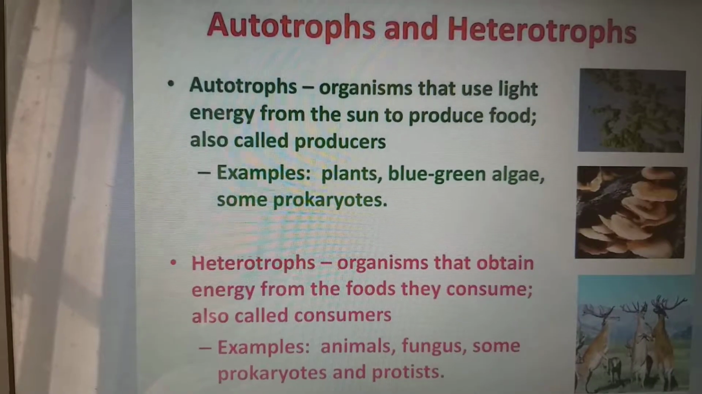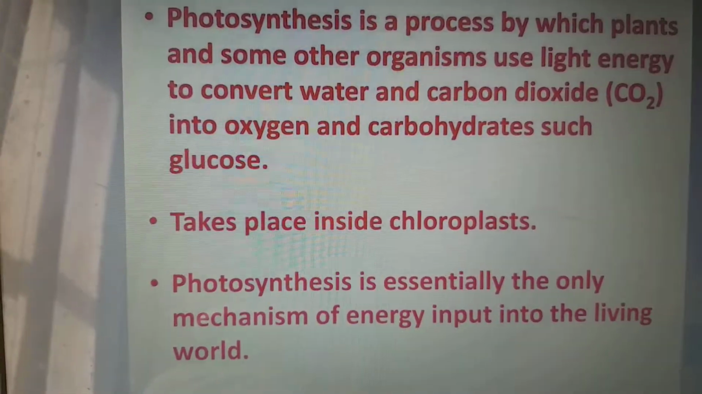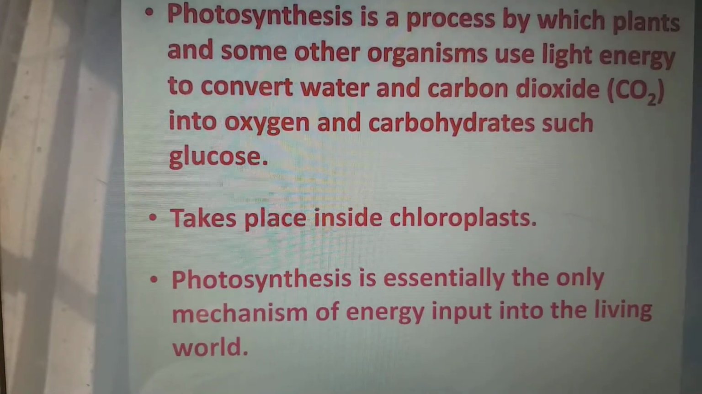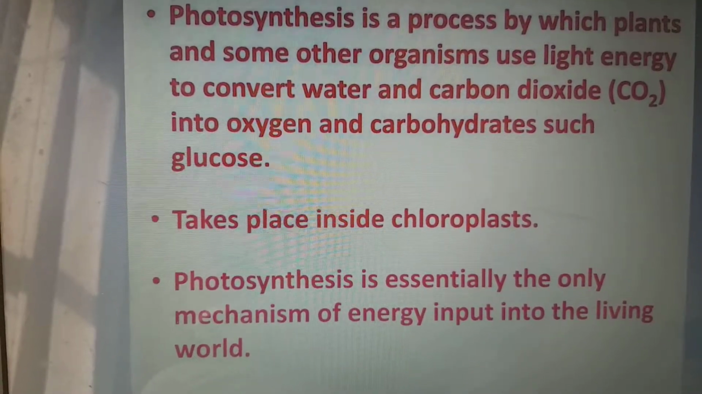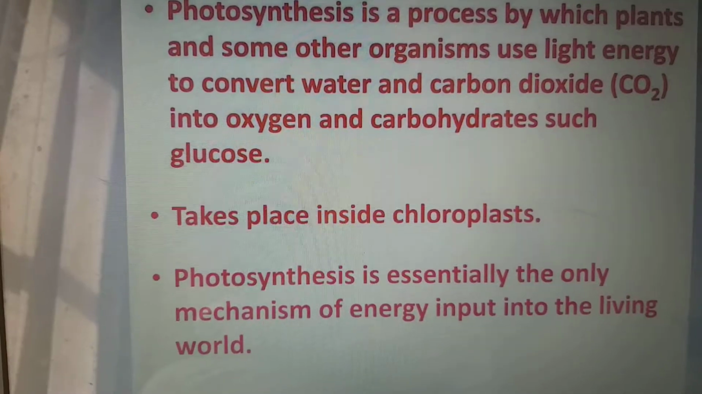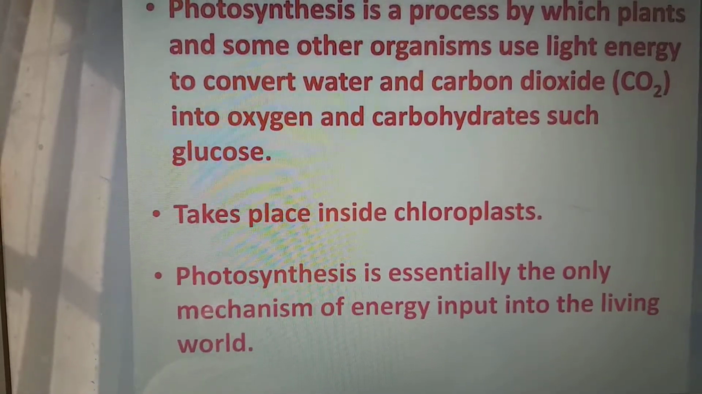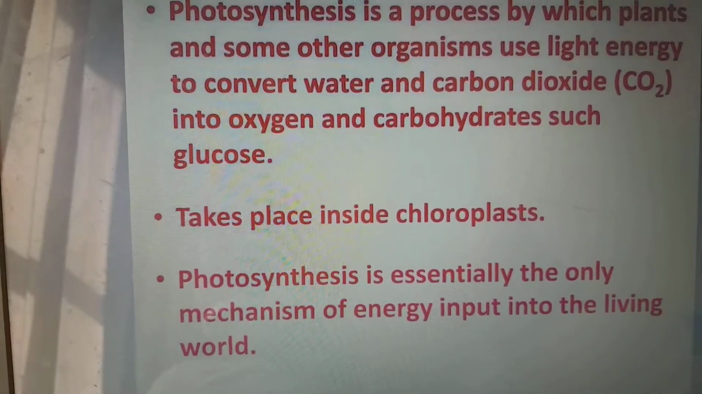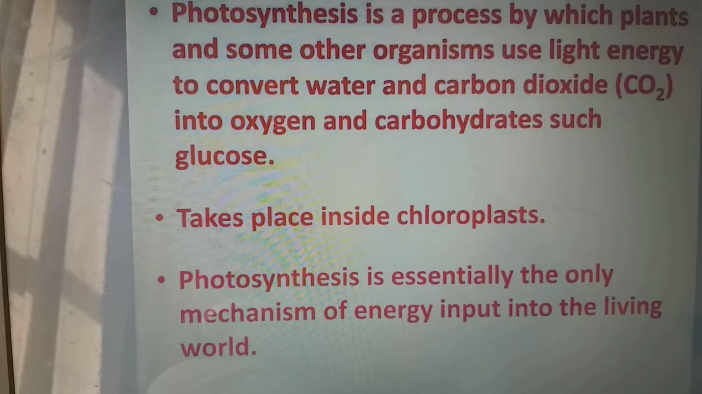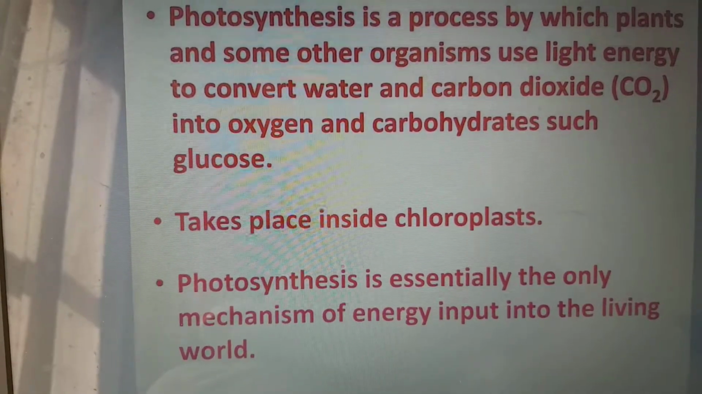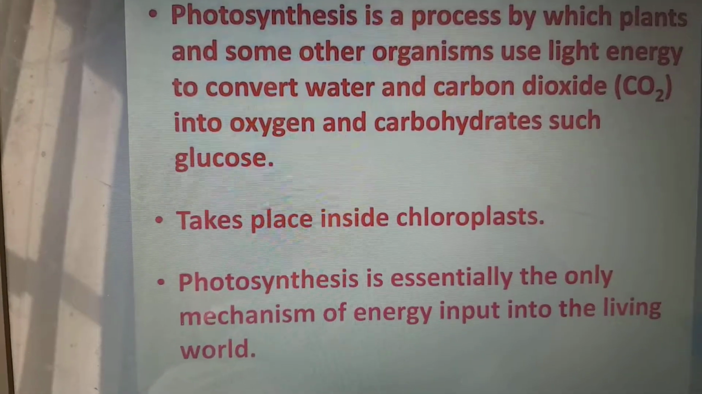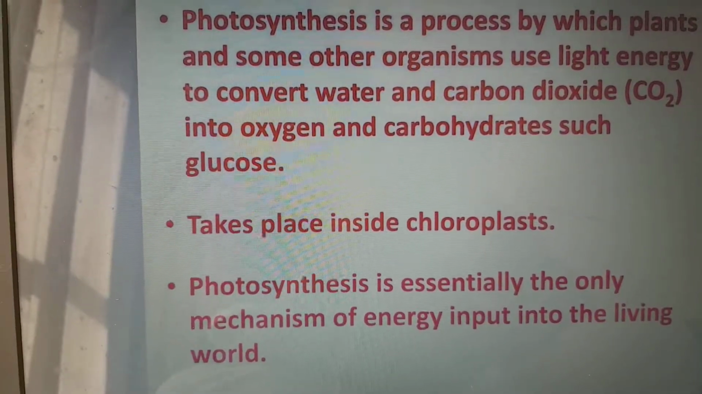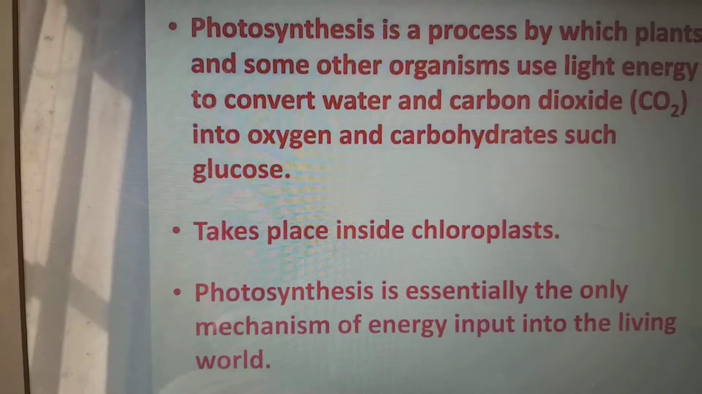Coming to the next, let's see about photosynthesis. Photo means light, synthesis means production. So with the use of light energy, the production takes place. It is a process by which plants and some other organisms use light energy to convert water and carbon dioxide into oxygen and carbohydrates such as glucose. The carbohydrates are nothing but glucose. It takes place inside the chloroplast. Photosynthesis is essentially the only mechanism of energy input into the living world.